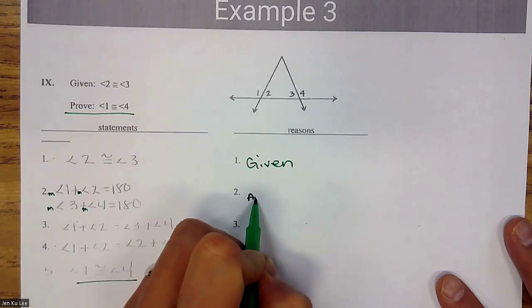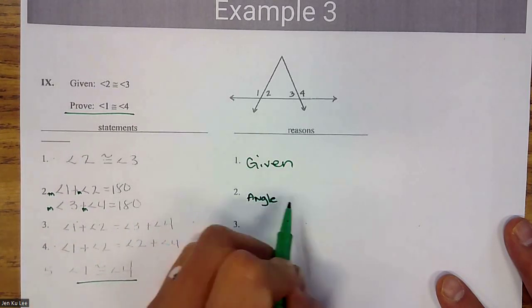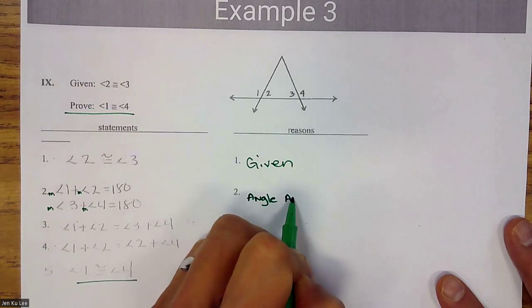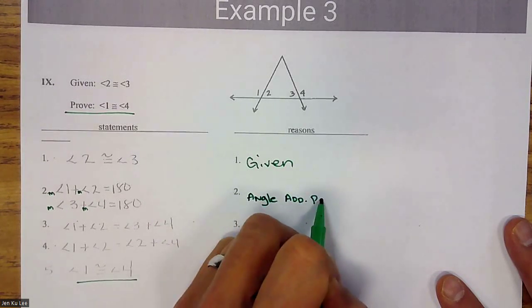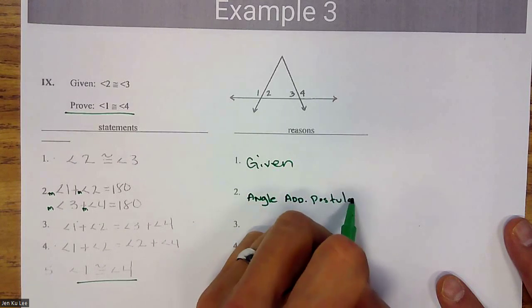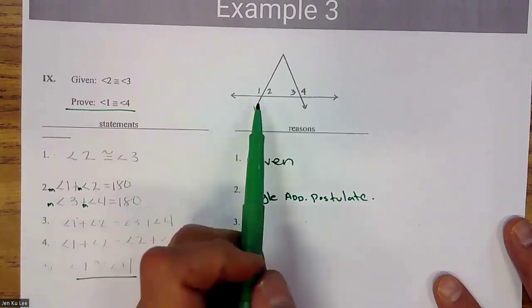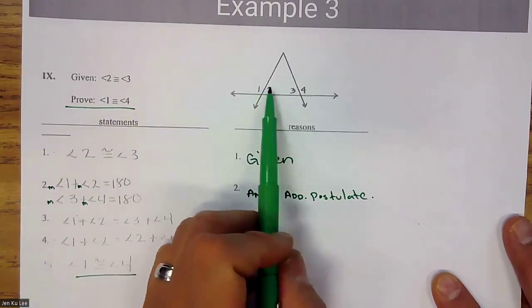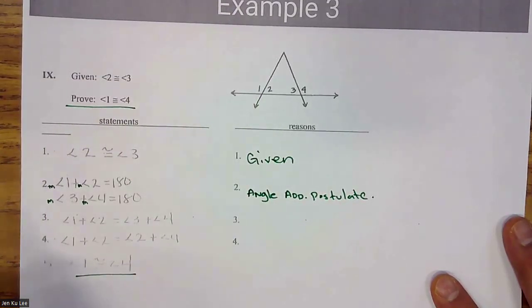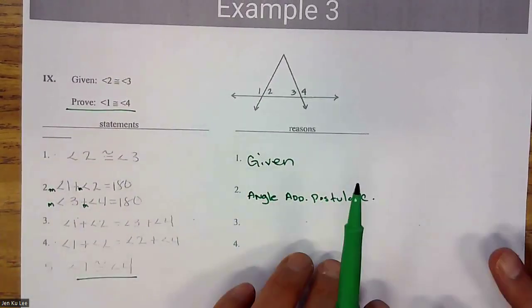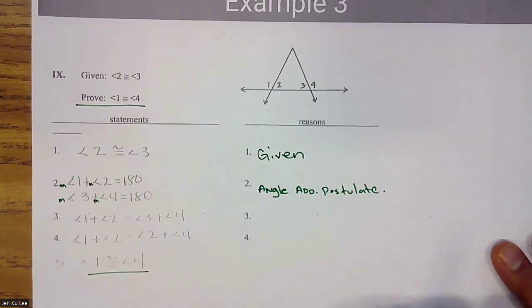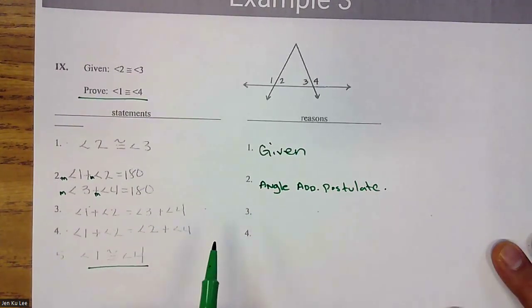That is the angle addition postulate. That's saying that, hey, if you add up these two angles, they're going to add up to 180 because they're a part of the whole line, right? I'm going to skip number 4.